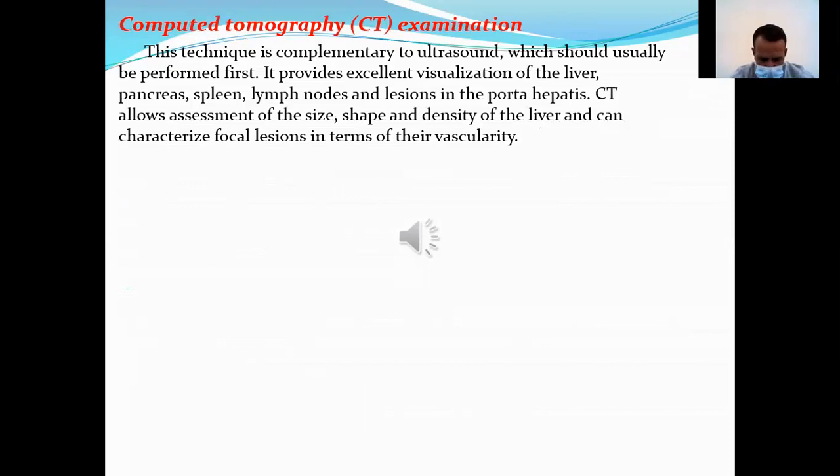Another structural test used to detect any structural abnormality is the CT scan, which is computed tomography examination. This technique is complementary to ultrasound, which should usually be performed first. It provides excellent visualization of the liver, pancreas, spleen, lymph nodes, and lesions of the porta hepatis. CT scan allows the assessment of the size, shape, and density of liver disease and can characterize focal lesions even if less than 1 cm that are not detected by the ultrasound.